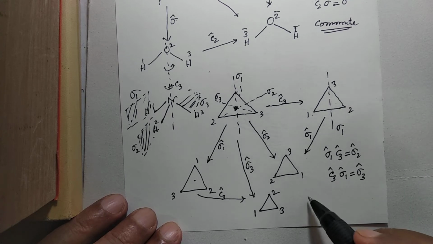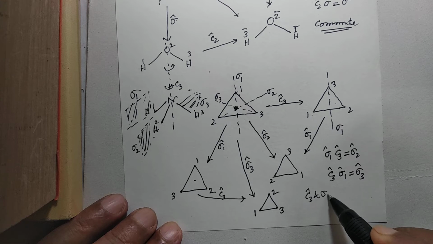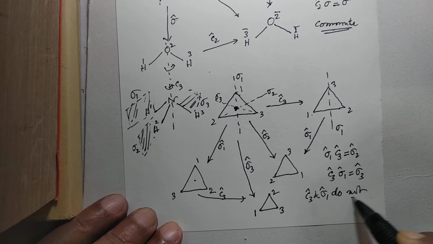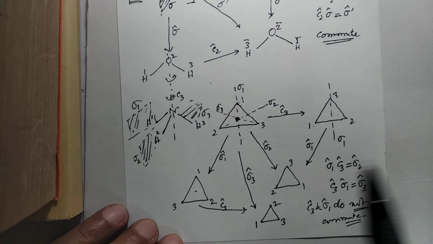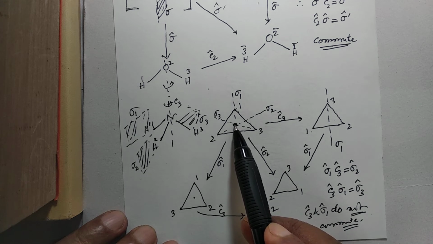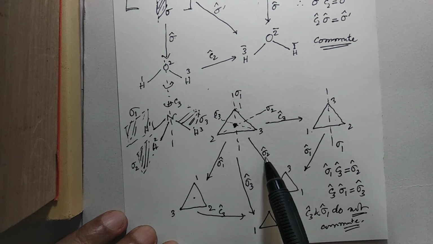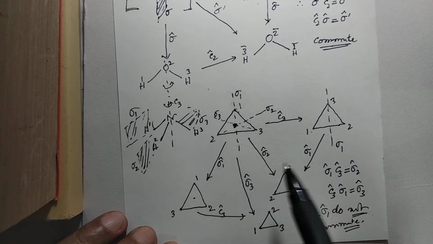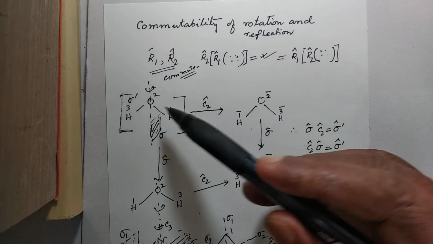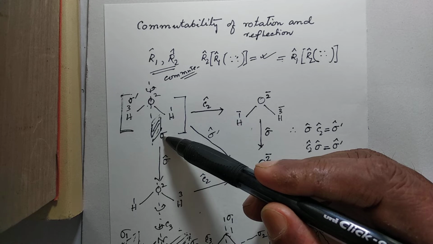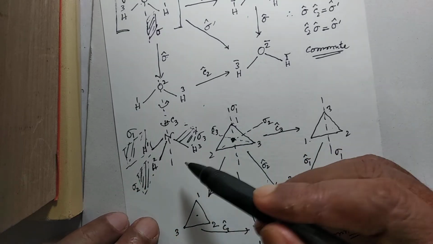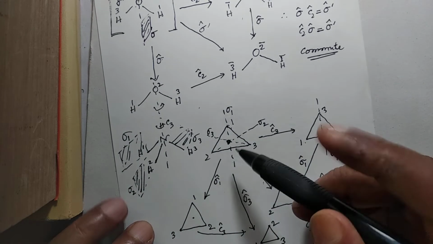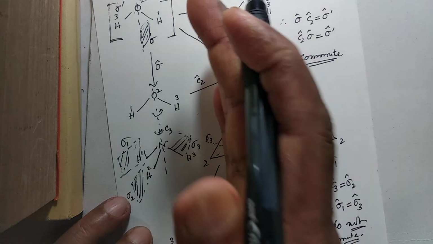The results are different. Therefore, C3 and sigma 1 do not commute. And we also note that the rotation axis is contained by the reflection plane. The reflection plane contains the symmetry axis in both cases. Here, the C2 axis is contained by sigma 1. You can draw the C2 axis on this sigma 1 plane. You can draw the C3 axis on the sigma 1 plane. Here also, C3 axis on the sigma 1 plane.